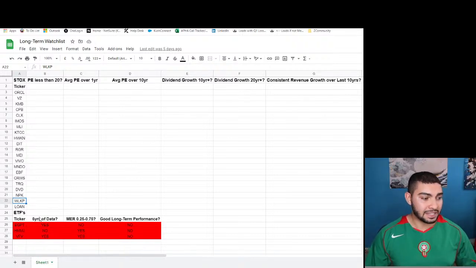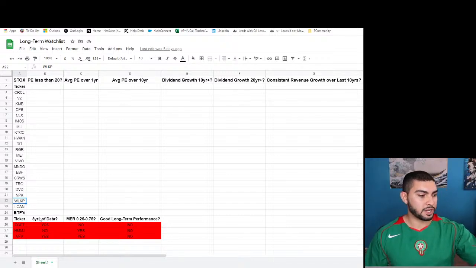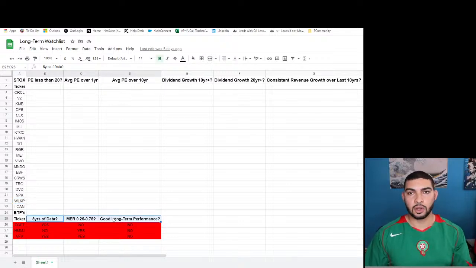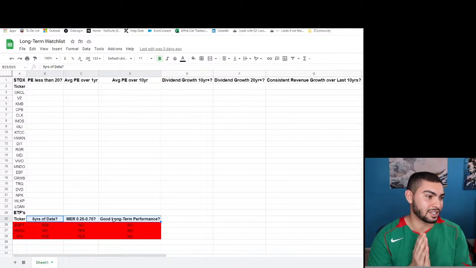In terms of ETFs, just another brief overview. What I did over here is I only used these 3 filters, and I used ETF.com to help me figure out if these ETFs fit my decision criteria or not. Honestly, otherwise, that is pretty much it. Let's get into breaking this watch list down.